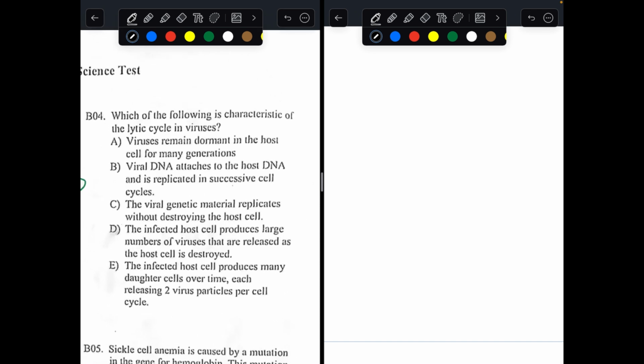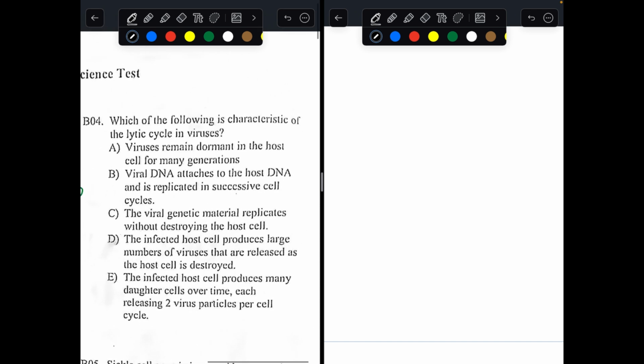Which of the following is a characteristic of the lytic cycle in a virus? So what is the lytic cycle in a virus? There are 2 different paths a bacteriophage can take when it's infecting a bacteria. The first is the lytic and the second is the lysogenic. So I'll call this lytic, call this lysogenic.